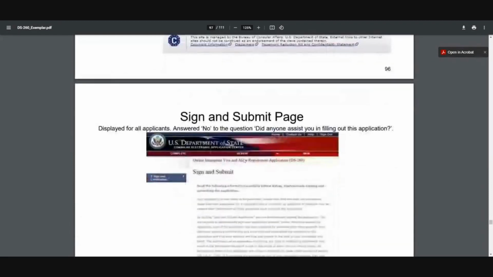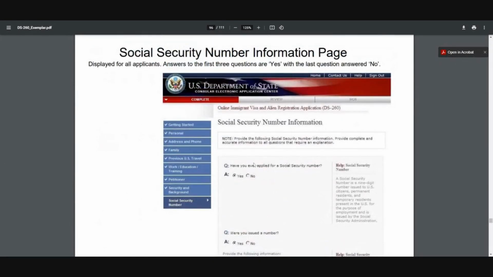After that, we had to print all this information and send it to an address that they gave us. And then now we had to wait. After you fill out the DS-260, we had to wait to be called for the interview. So very, very important information that we have learned about.